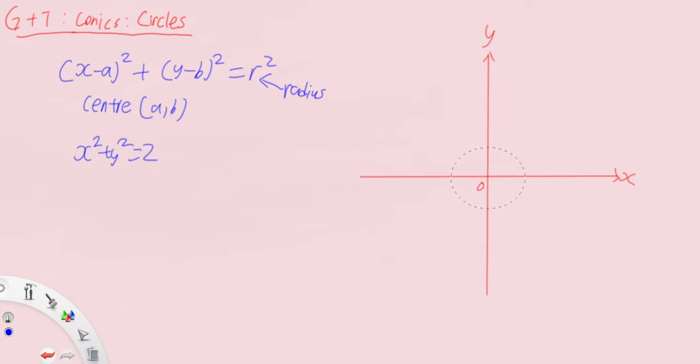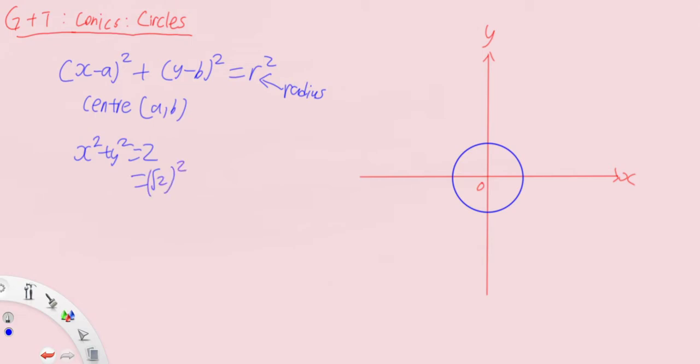So I'm going to try to draw a circle as much as possible. I think that's a good one. Now, what is the radius? It is root 2, since the square of the radius is 2, not 2 itself. Don't forget it is r squared, so the radius is root 2.